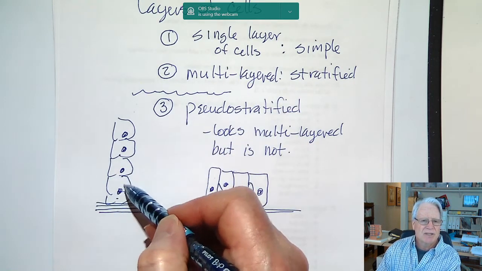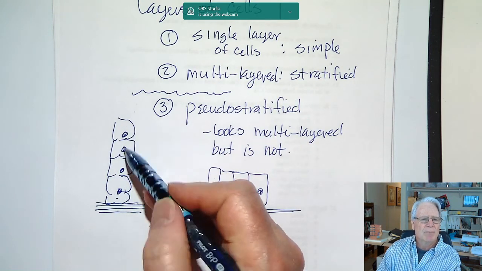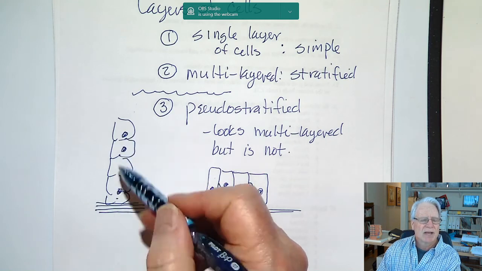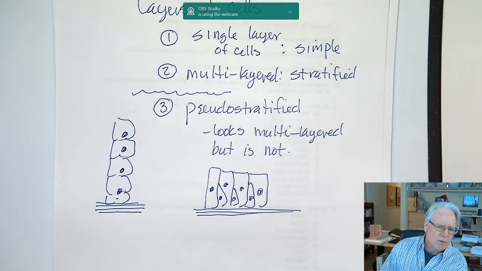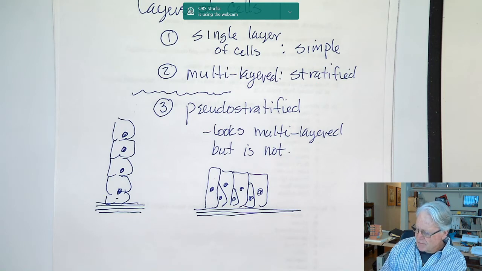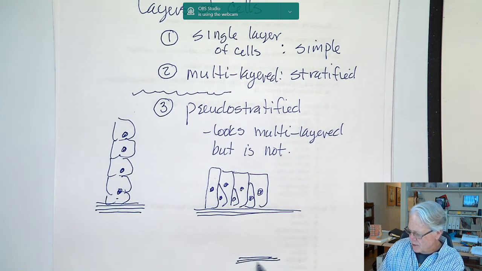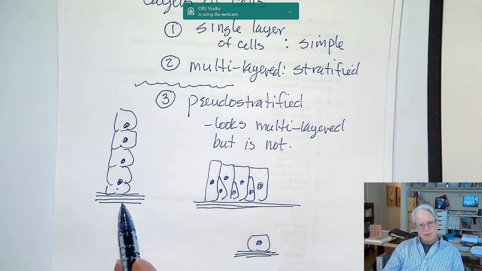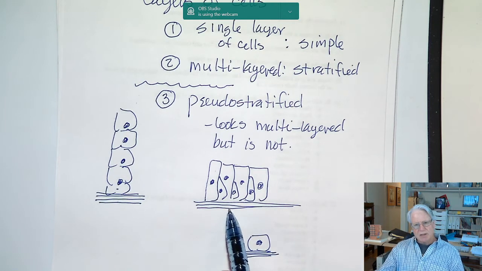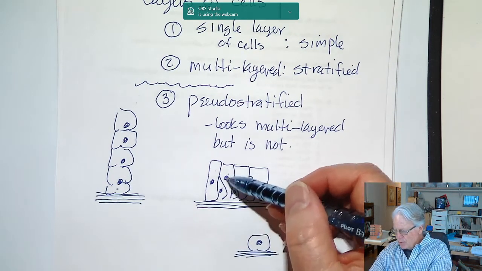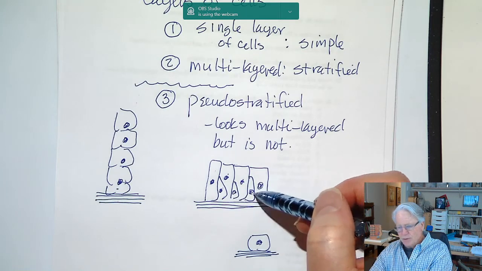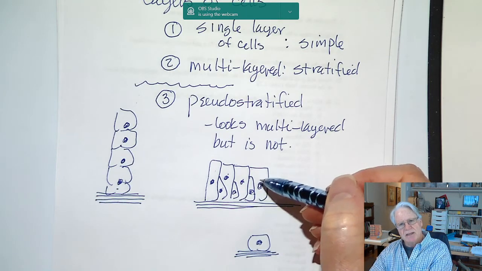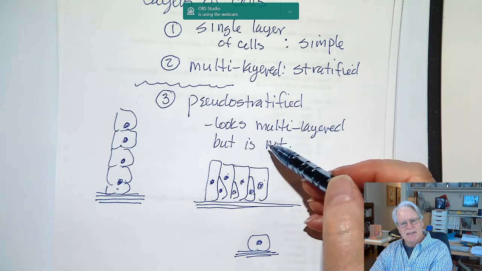Multi-layered, and you would see this effect, nuclei stacked on top of each other, because the nuclei are very prominent. Okay? If, on the other hand, you had just a single layer, you would only have a single layer of nuclei. Okay, so that's simple, that's stratified, but look at this. If you're looking at this, you'd say, oh, look at that. We've got some stacked nuclei. That must mean that it is stratified, but it is not.